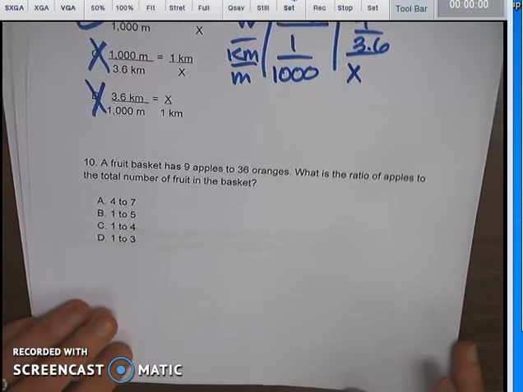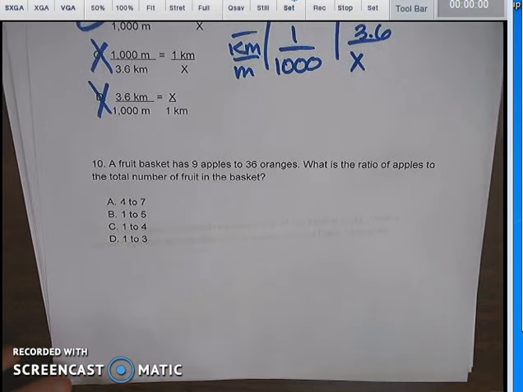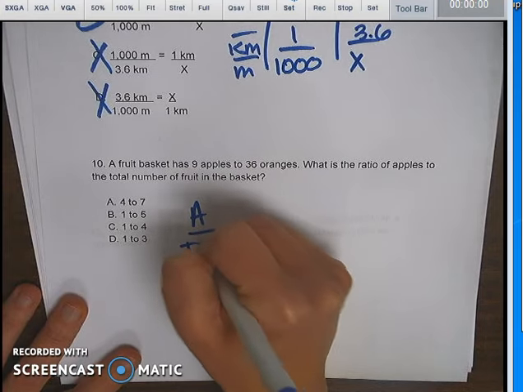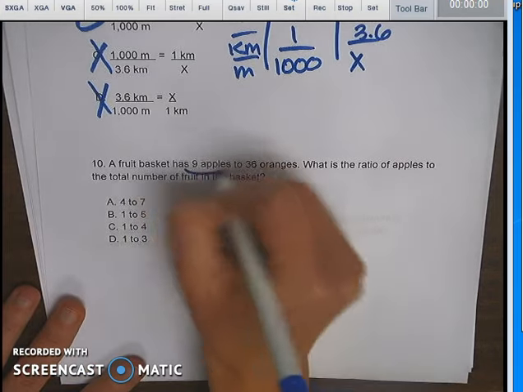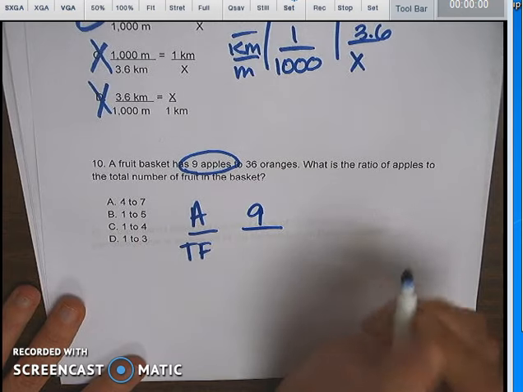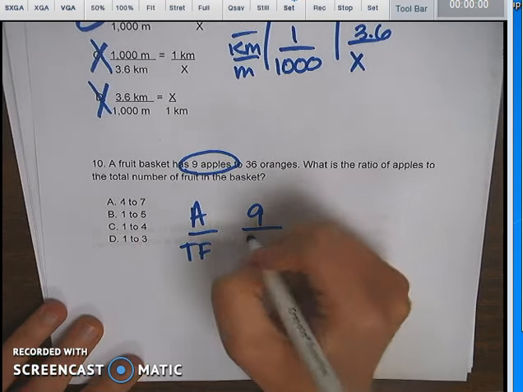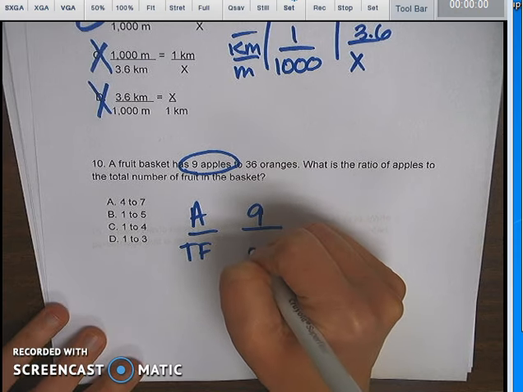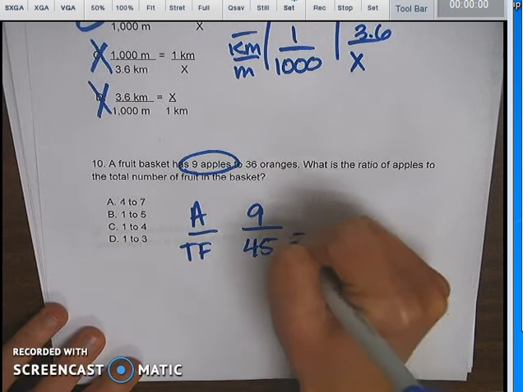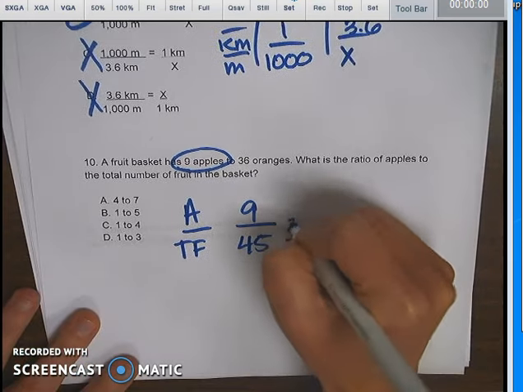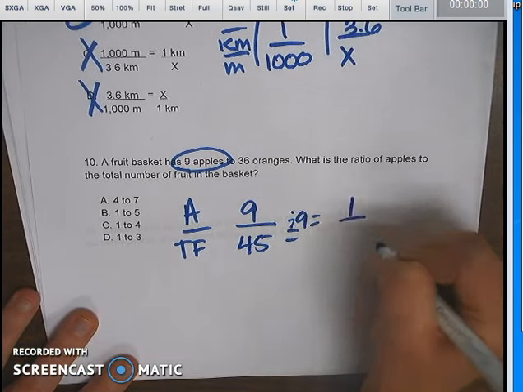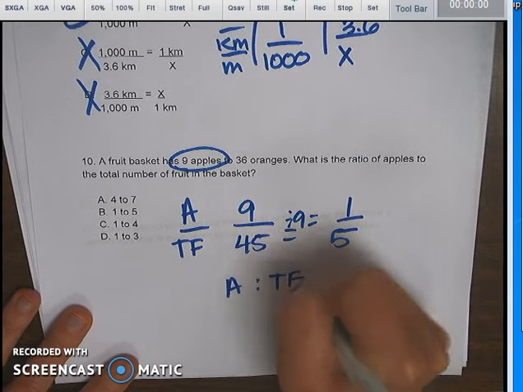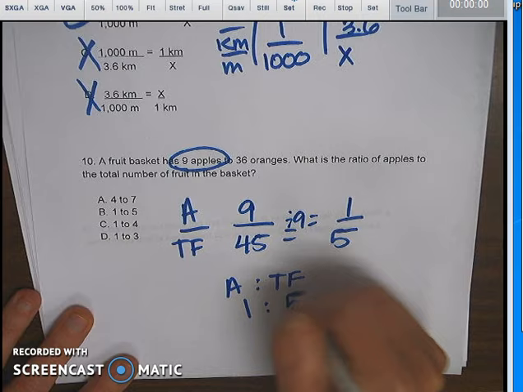A fruit basket has 9 apples to 36 oranges. What is the ratio of apples to the total fruit? How many apples do I have? 9. How much total fruit do I have? 36 plus 9 is what? 45. Simplify that. Divide by 9. It's 1/5. So apples to total fruit is 1 to 5.